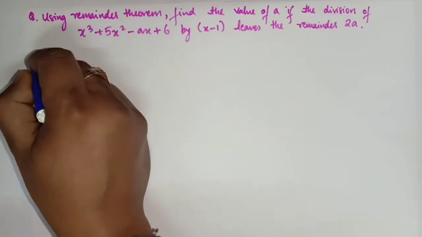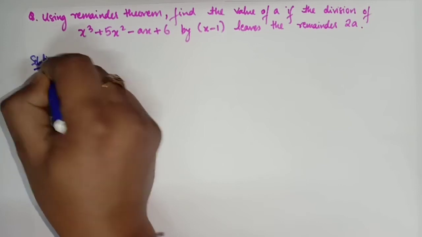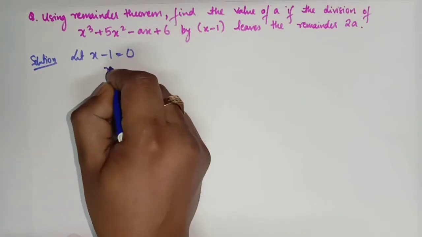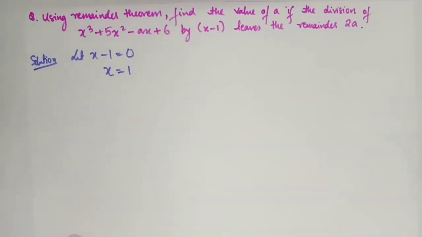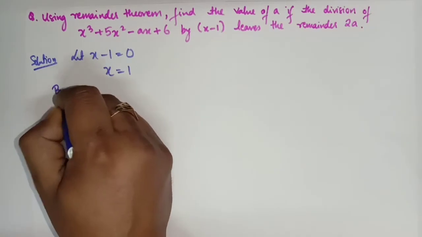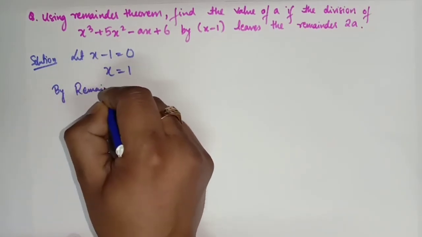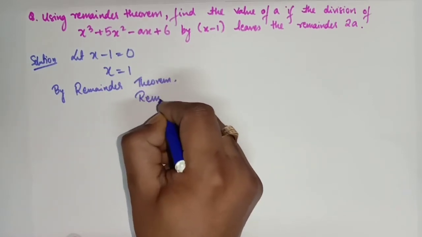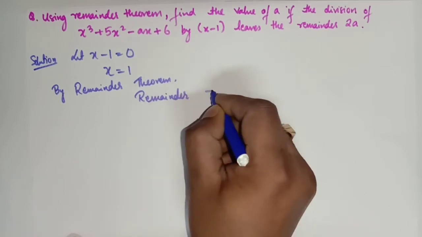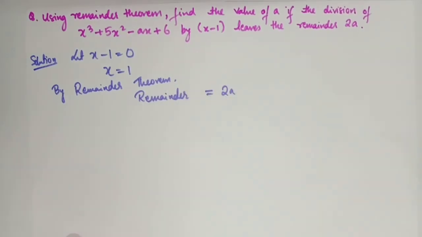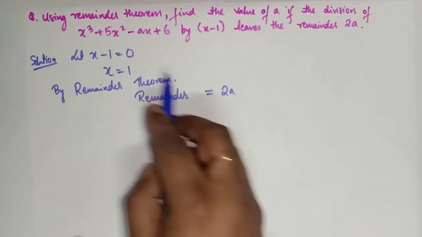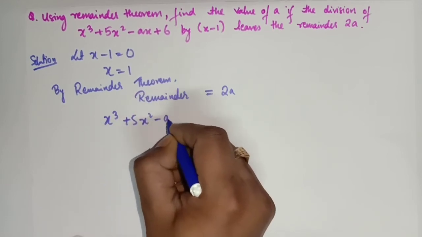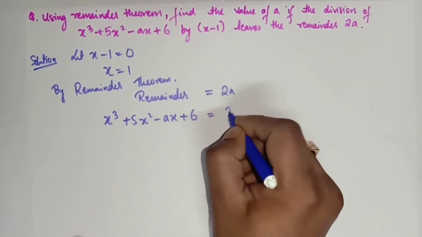So let's start the solution. We'll write the solution. Let x minus 1 equals 0. So I get x equals 1. By the remainder theorem, the remainder is already given to us. How much is the remainder? Remainder equals 2a. But you know that for the remainder, we will write the polynomial. So x cubed plus 5x squared minus ax plus 6 equals 2a.